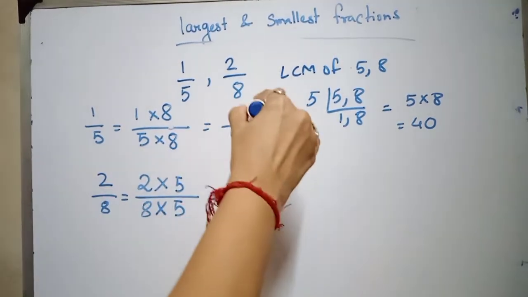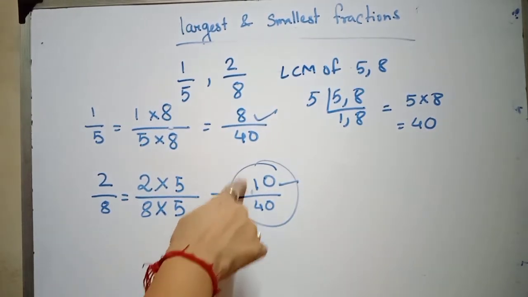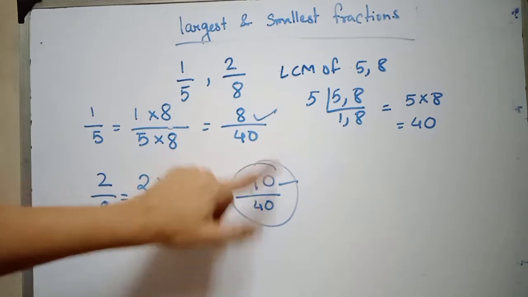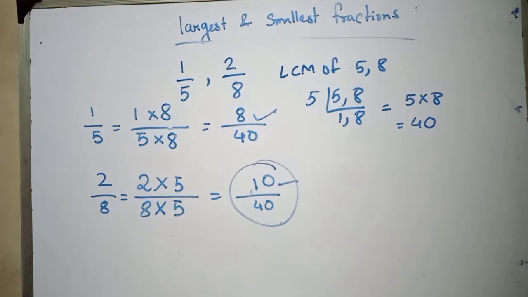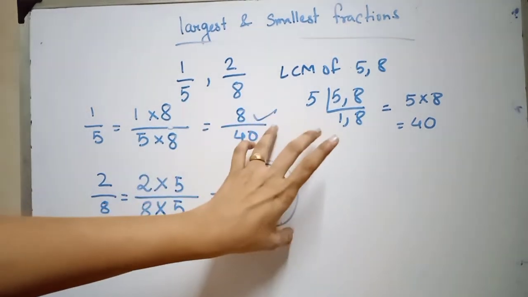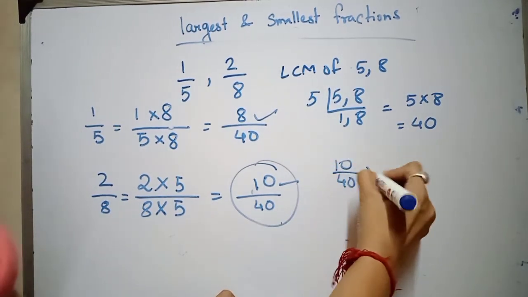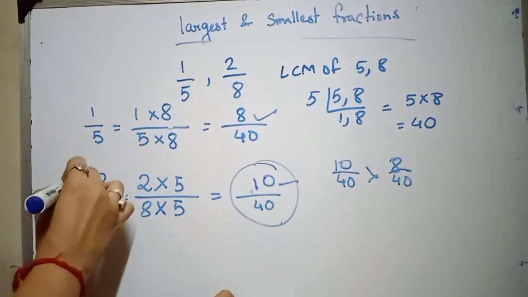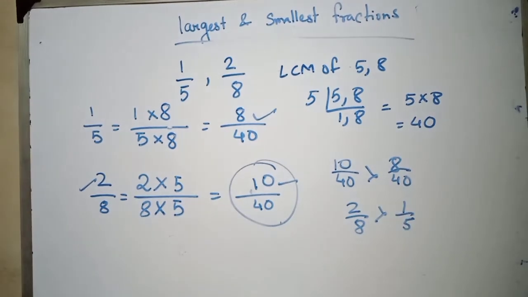So as I can see, this is 8 parts of 40 parts and this is 10 parts of 40 parts. So 10 is larger than 8, right? When the denominators are equal, we will compare the numerators. First we will make the denominators the same and then we will compare the numerators. So 10 by 40 is greater than 8 by 40. Now we will write the actual fractions: 2 by 8 is greater than 1 by 5. So okay, this is the largest and this is the smallest. Now taking another example, we will try to do this with the help of LCM.